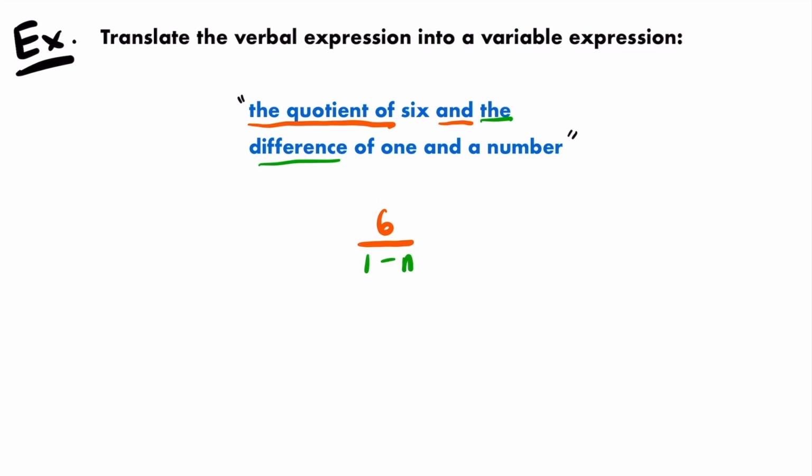And so that right there would be the variable expression. I'll write it again in one solid color. We have 6 divided by 1 minus n. That is the variable expression represented by this verbal expression.